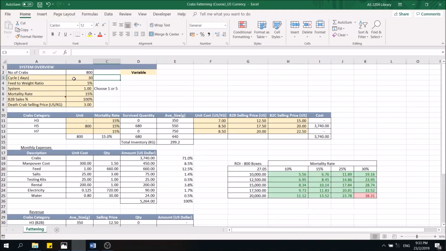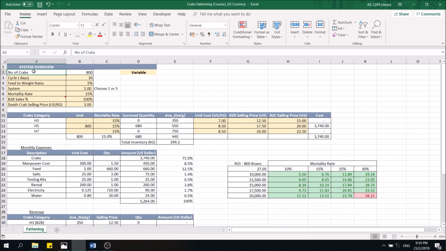Hi everyone, we have shown you the capex and opex of running a vertical crab farm in the previous lecture. Today we're going to show you an interactive spreadsheet. With it, you can find out the returns on investment by inputting a few parameters.